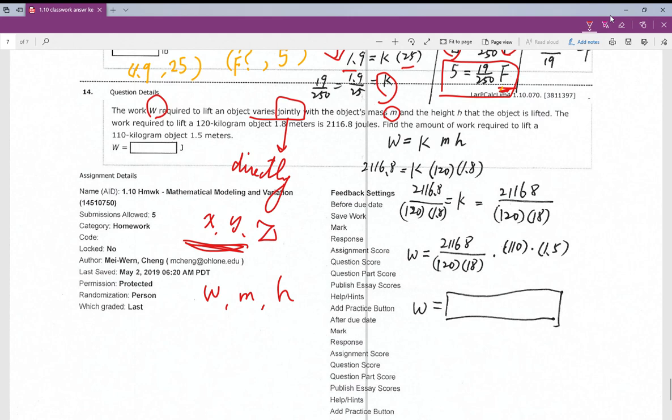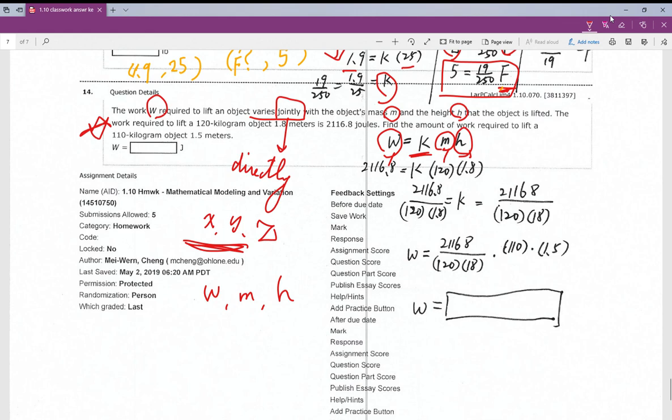Jointly with M and H. So W jointly means directly with M and H. And you need to find K. Pretty easy, right? If you understand the question, then it's too easy, I would say. And then they will tell you what's W, what's M, what's H. You need to find out from the second sentence. And then you solve for K.